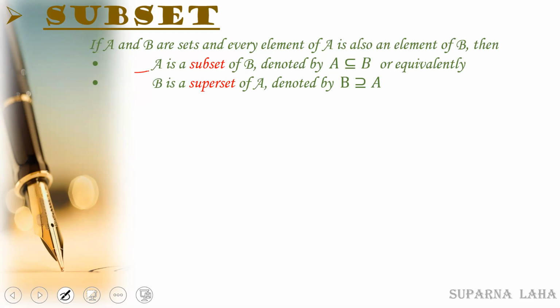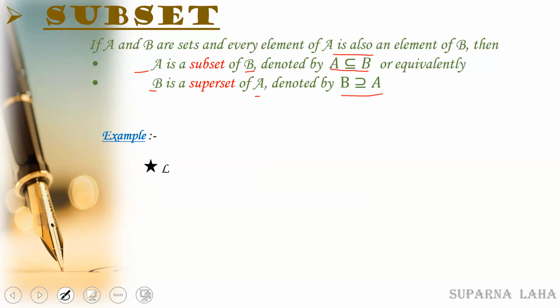Here A is the subset of B and here B is the superset of A. In both cases, the meaning is the same: all the elements of A belong to B. But their representation is different. Here I am saying that A is a subset of B, and here I am saying B is a superset of A. Now let's verify this definition with some examples.